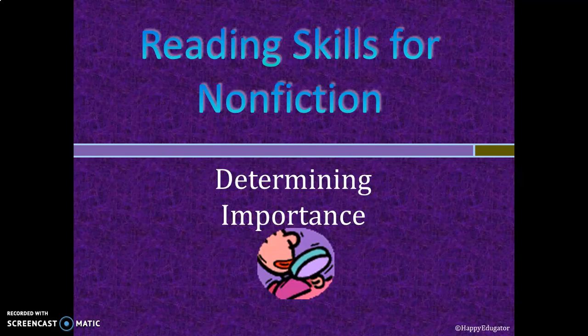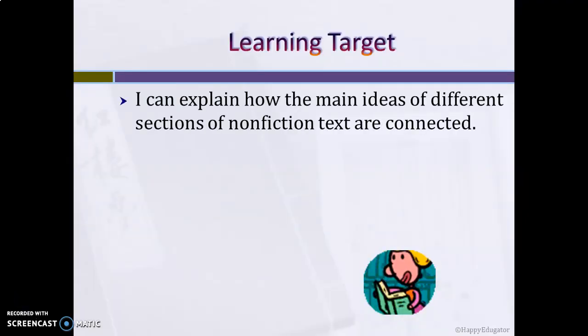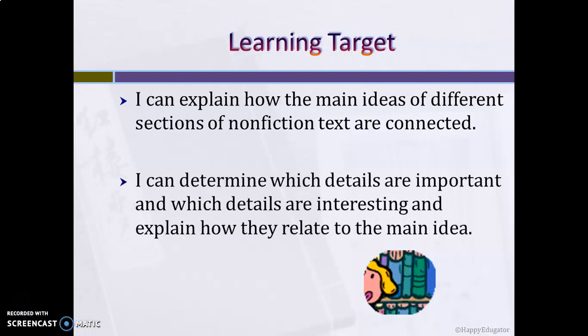When we're talking about nonfiction text, a really important skill is something we call determining importance. When you determine importance, you're seeing how important something is relative to something else. Today we're going to talk about how I can explain how the main ideas of different sections of nonfiction text are connected, and how I can determine which details are important and which details are interesting, and explain how they relate to the main idea.